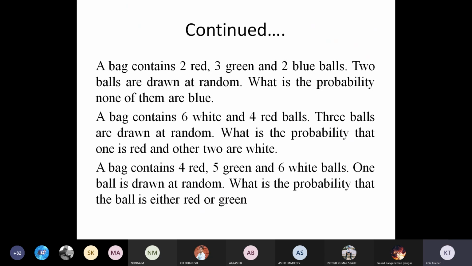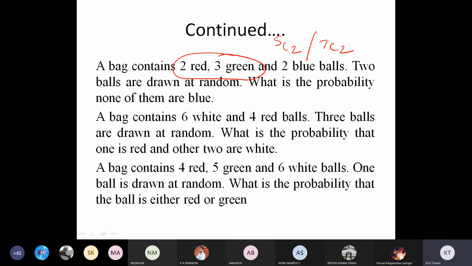Next, a bag contains 2 red, 3 green, 2 blue. 2 balls are drawn at random. What is the probability none of them are blue? None of them are blue means you don't want a blue color. Then you should select 2 balls from the combination of red and green. That is nothing but 5C2. In this 5, it includes 2 red and 3 green. From that, select 2 balls so that you will not get any ball of blue color. Out of total 7C2.